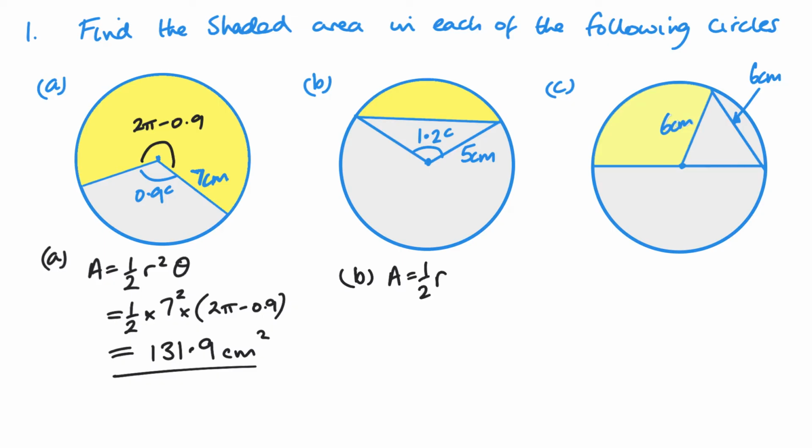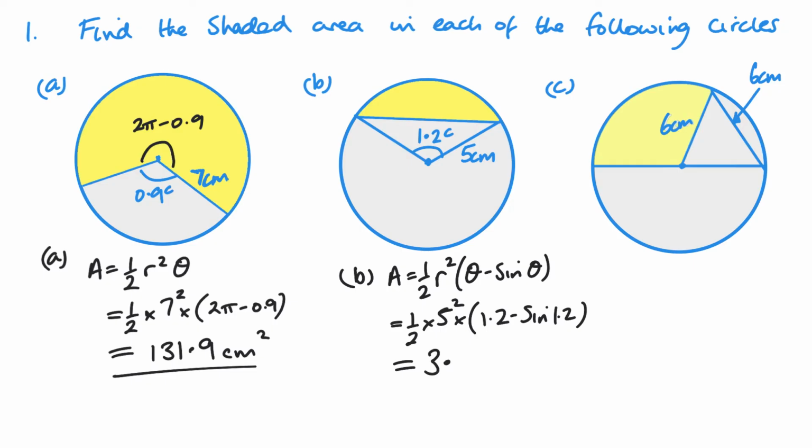Now, looking at part B, nice straightforward one, area of a segment. So half r squared theta minus sine theta. So half times 5 squared times 1.2 minus sine of 1.2. And don't forget to have your calculator in radian mode. So we get 3.35.